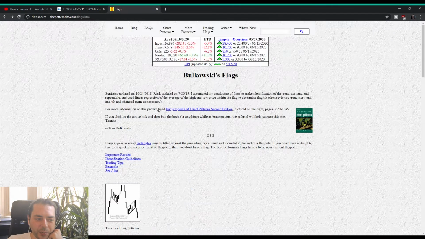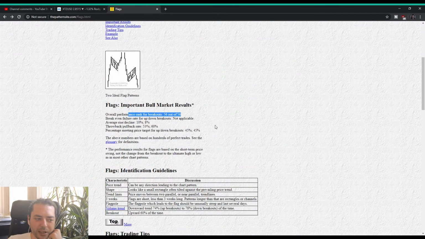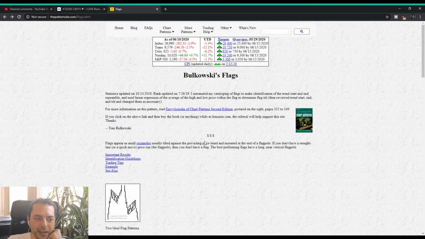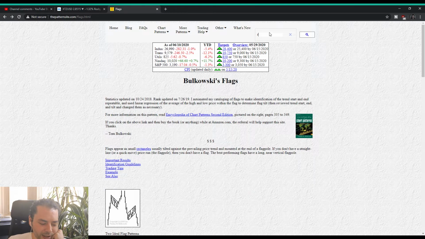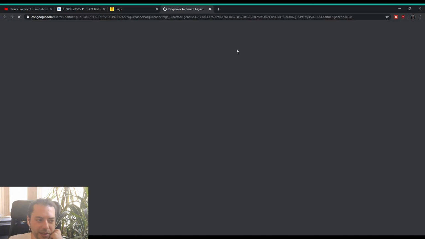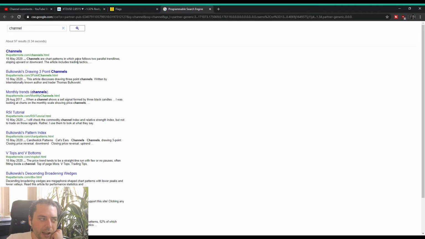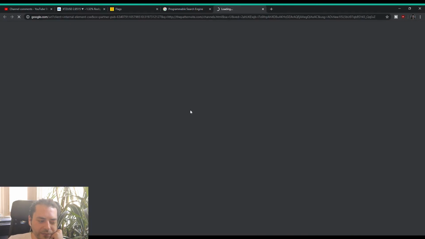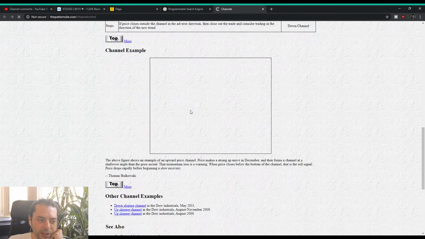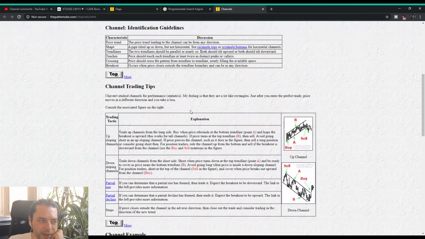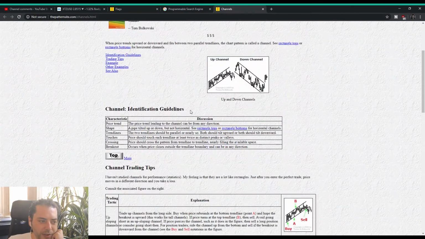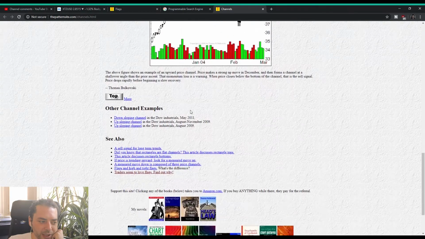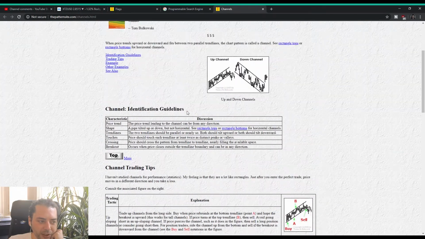The probability of this working, in terms of its performance rank, is the worst of any pattern. And instead he says that what you're looking at is a rectangle or channel. Let's just stick in channel and see what he has to say about channels. Go on then, channels. Now let's do a quick comparison in terms of performance rank. He doesn't have a performance rank on this because it isn't really the same sort of deal, basically.